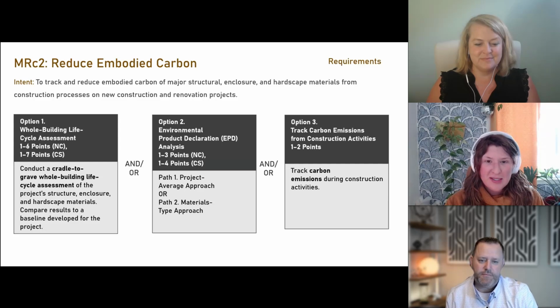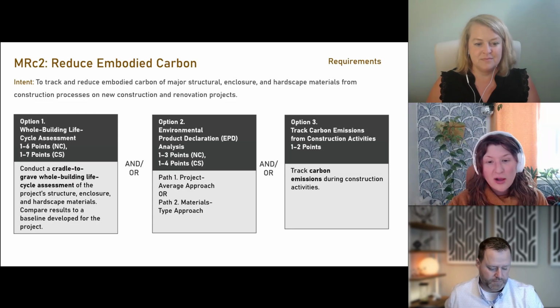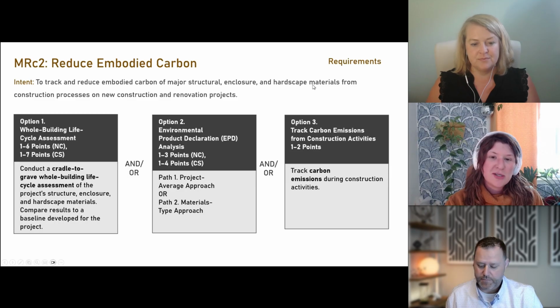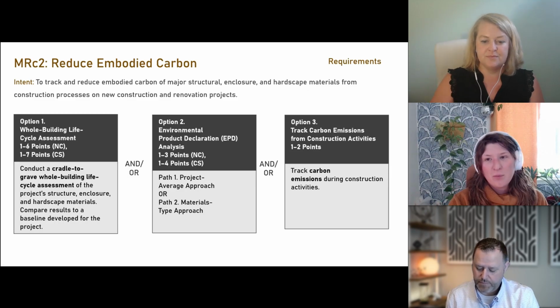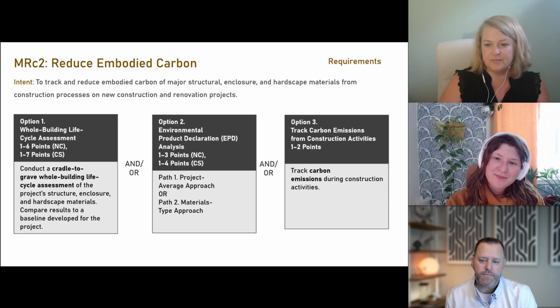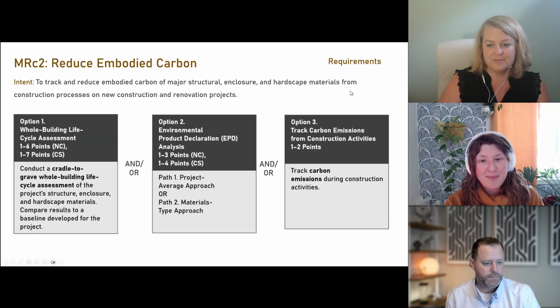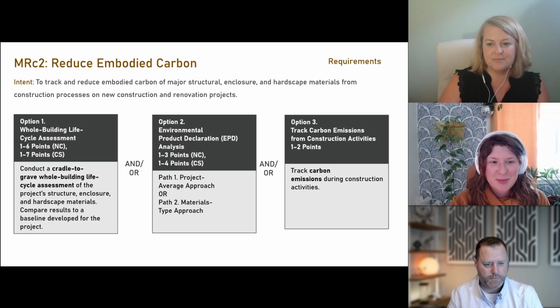And we have two pathways within this option, one being a project average approach in which project teams are gathering reductions based on all of the materials for the project totaled, or they can pursue path two, which is materials type approach, in which the reductions are coming from material categories, which is broken out in a bit of a different approach. And we do have some recommended tools in the reference guide to help project teams along with this. You can get up to 4 points here, but ultimately where you're going to be getting more points is in whole building LCA, as we talked about.